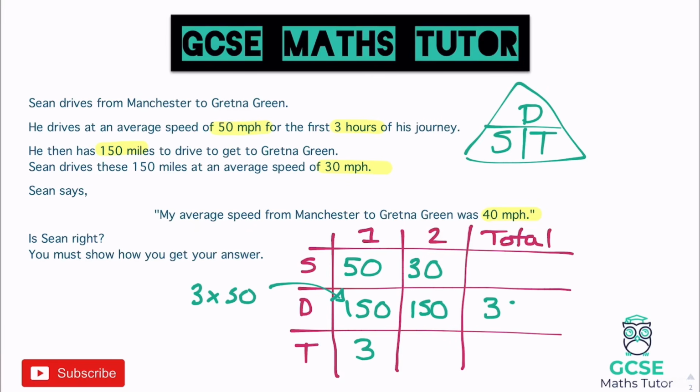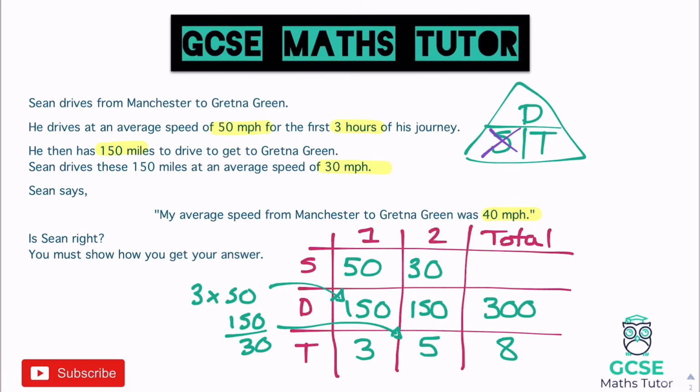We've got a distance of 300. And then we can work out the time for that second part of the journey. Time is distance divided by speed, so 150 divided by 30 gives us a time of 5. So there's 5 hours there. If we add those two times together, that gives us a total of 8 hours.